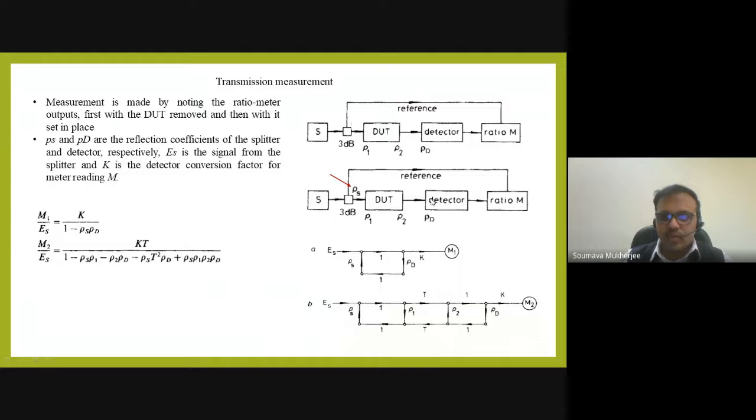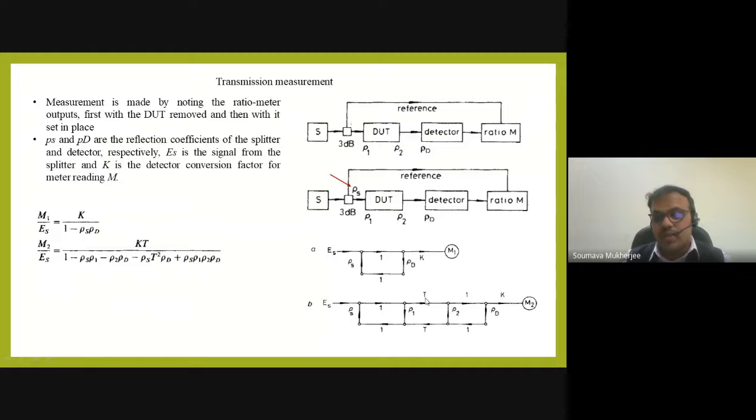The first case is that without the device under test, the meter reading by the source will be this. And the second case is with the device under test, so rho 1 and rho 2 come into the picture, and T is the transmission coefficient. Actually, we are trying to measure T, but that is coming as a function of this M2 by ES with all other terms. Rho S is the imperfect splitter, that is also coming into the picture. All other rho 1, rho 2, rho D are also coming into the picture.